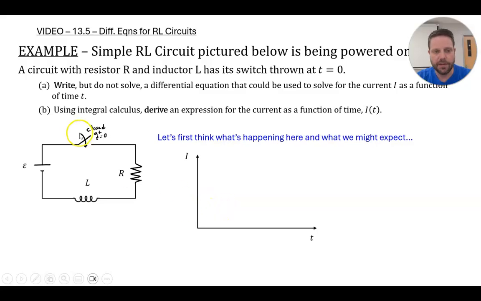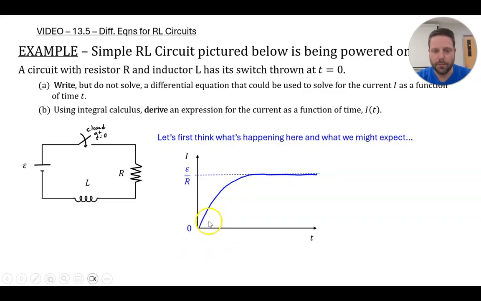If you think about a graph, when we close the switch, previously there was no current, and so our initial current would be zero as well. Then at steady state, when all the change has occurred and this is now behaving as a wire, the current through the solenoid would end up being epsilon over R. And that would be the flat line steady state that we're going to approach with a natural exponential curve.